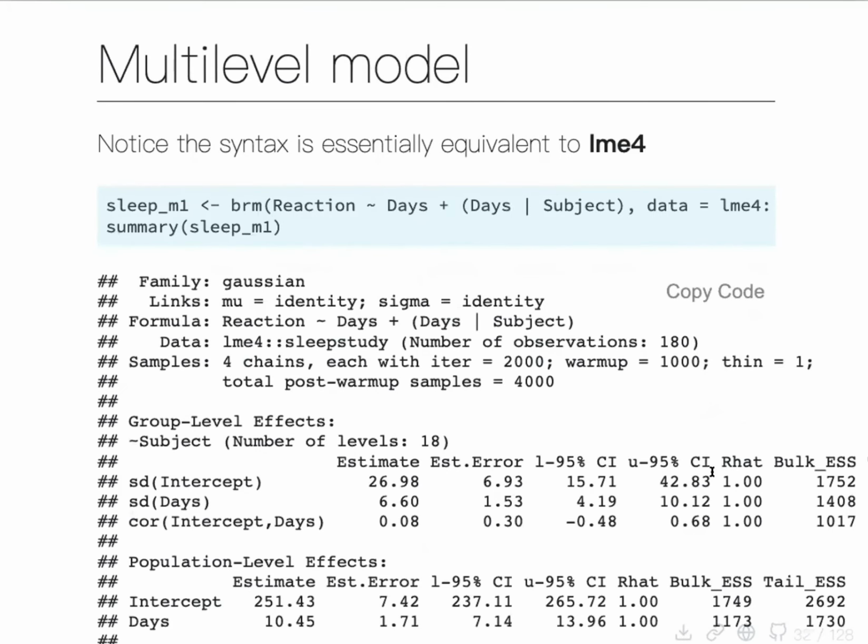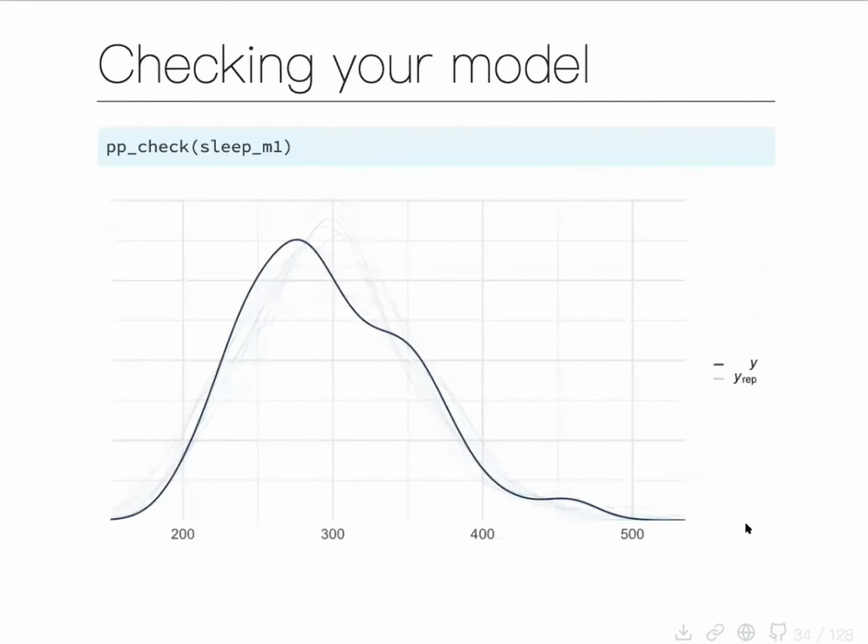Okay, so I mentioned back here that R hat at 1.0 is a good thing to look at. That's making sure your chains are all mixing and coming to the same general solution. But that doesn't mean that your model is doing the right thing. So one way that you can check that your model is approximating your data is you can do things like this. Here I'm looking at what I call PP check, so posterior predictive check. What we're doing is looking at the density of our outcome, and we are comparing that against posterior predictions from our model.